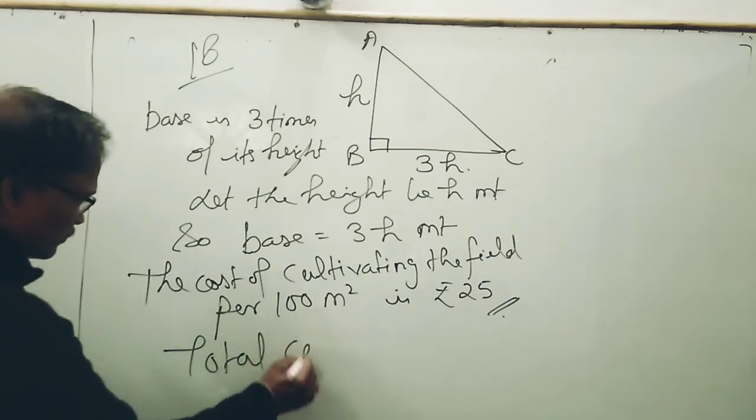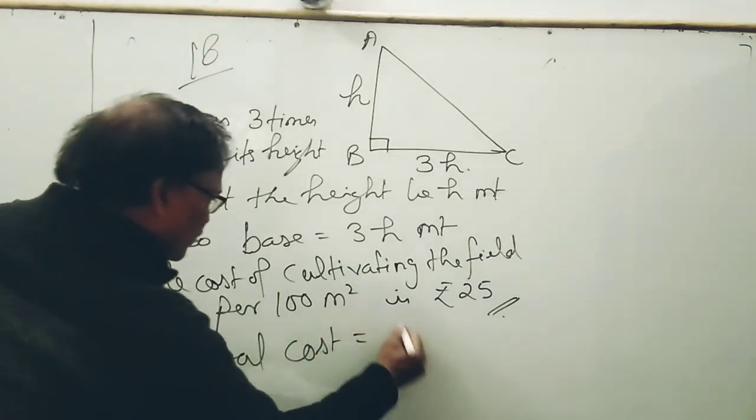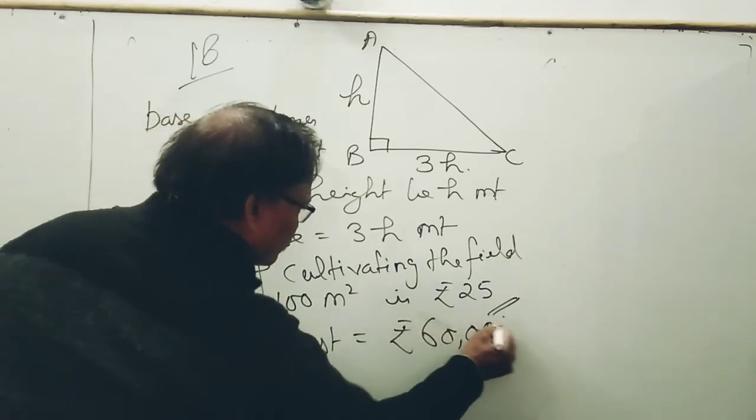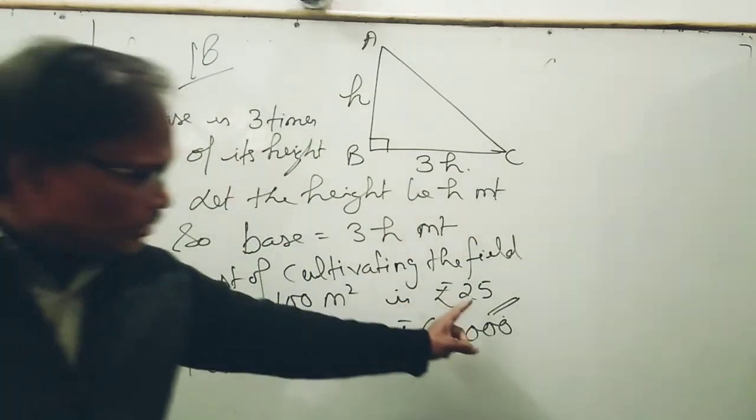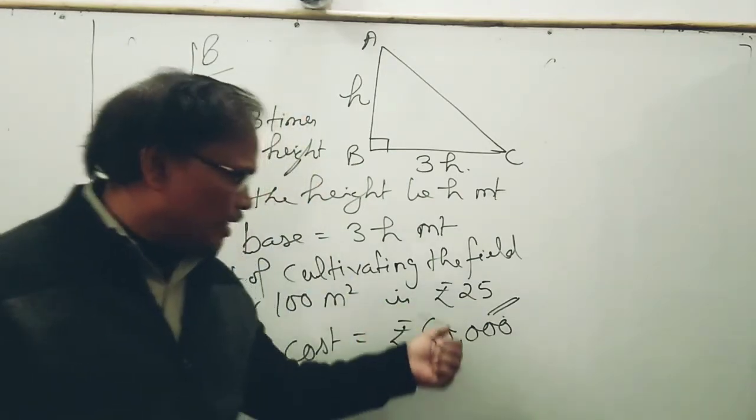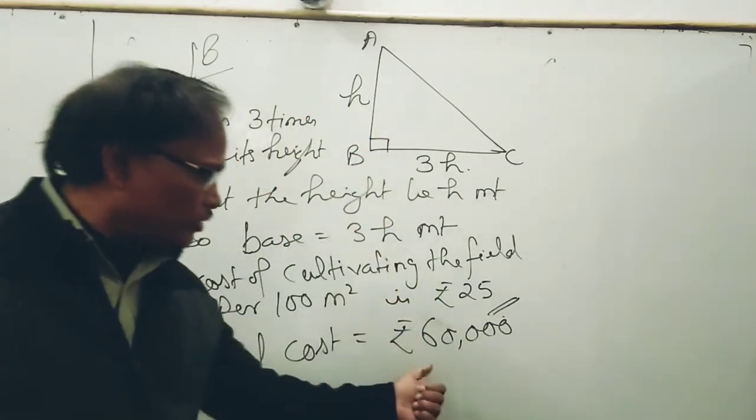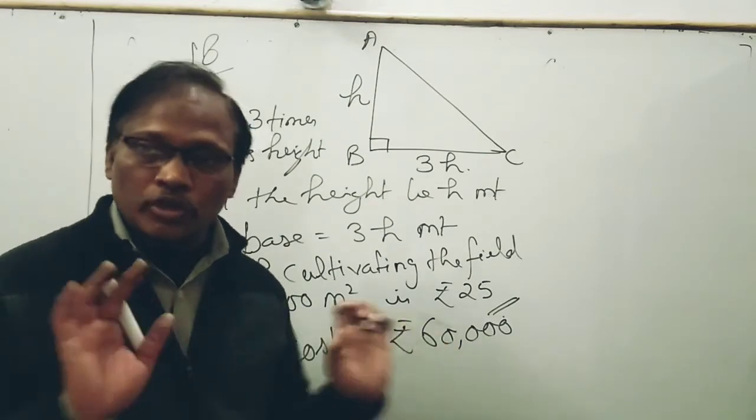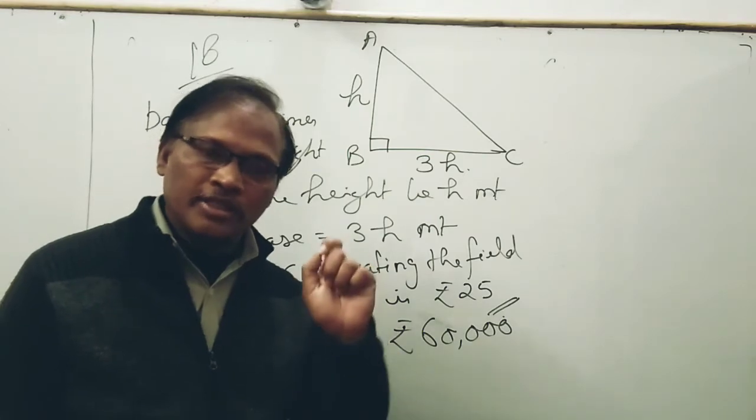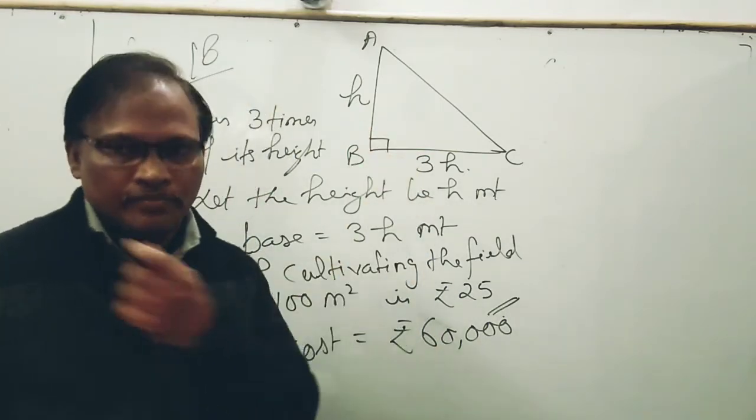And the total cost is also given. Total cost is ₹60,000. At the same rate, मतलब फील्ड बहुत बड़ी है. There is a big field and the cultivation charge ₹60,000 लग रहा है. तो what is the base and what is the height of the field? That is asked.